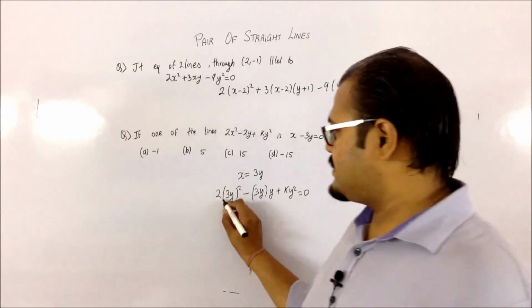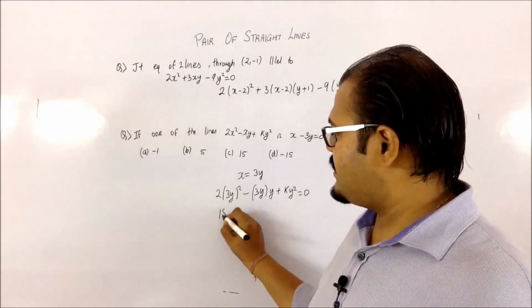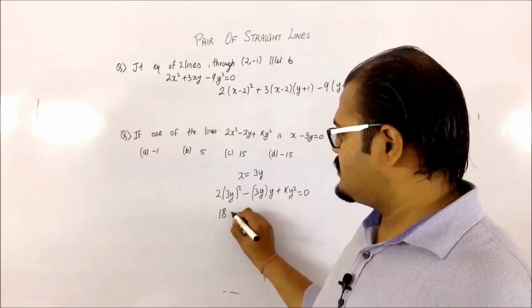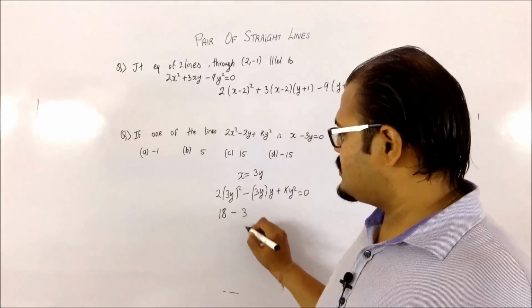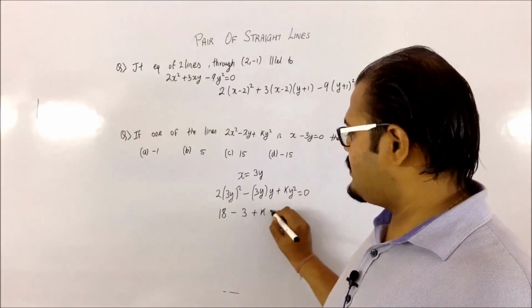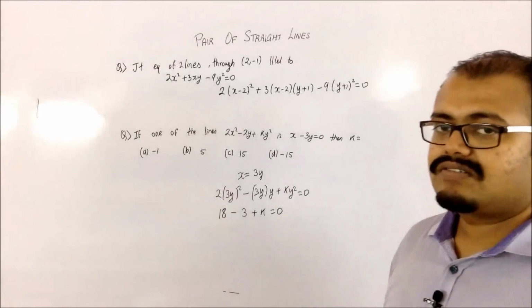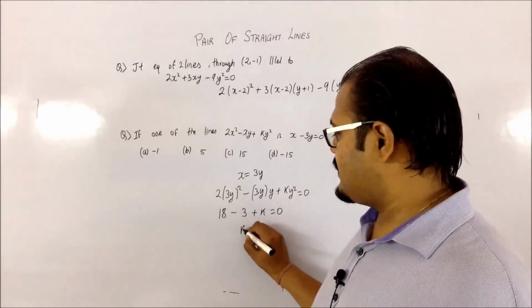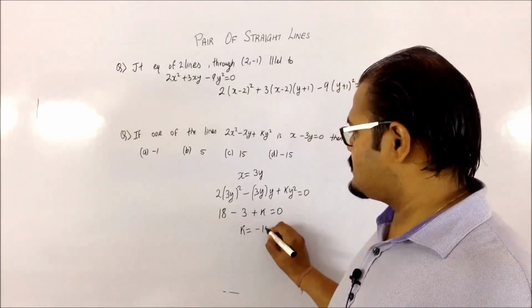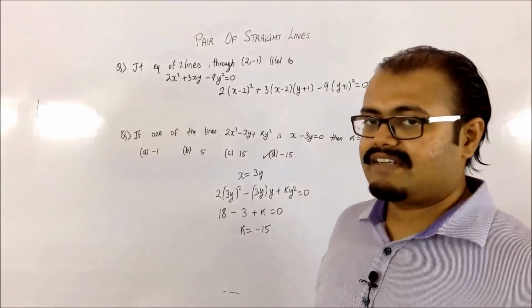So I will get it as 9 square, so 9 2s are 18, 18y square minus 3y square plus k equals 0. So if I just solve this equation, I will get k as minus 15. So you will select your option D.